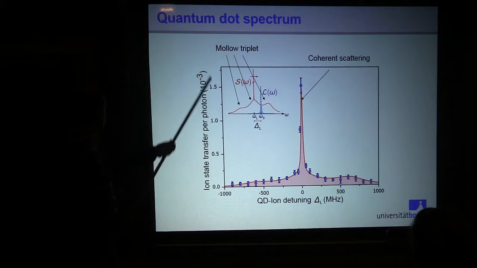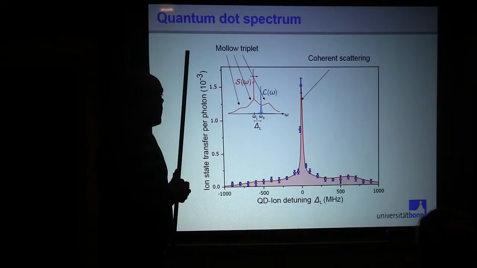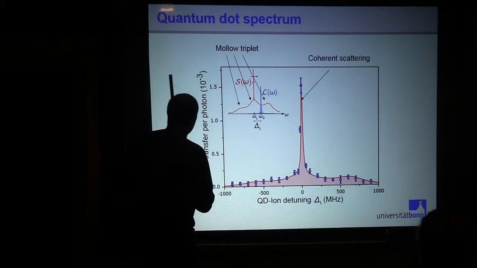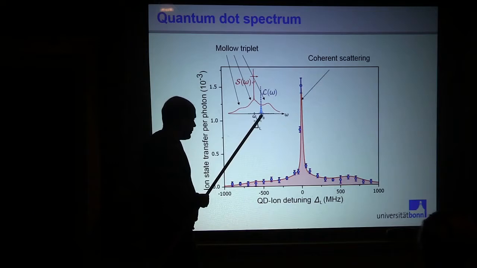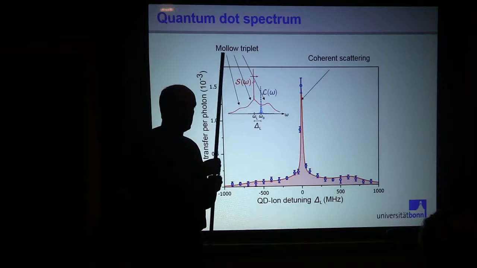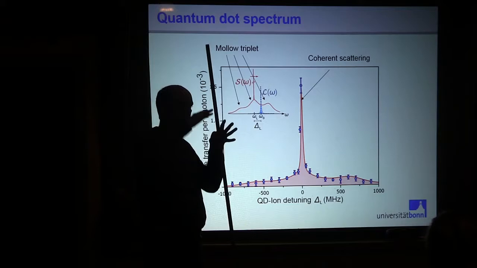Why is the Mollow triplet on the left-hand side band smaller? This is what they call frequency pulling. So basically, the quantum dot has a nonlinear response to the laser frequency that you drive it with. And it responds differently depending on whether you're slightly red tuned or slightly blue tuned, and then the spectrum skews a bit. This is an intrinsic property of the quantum dot.